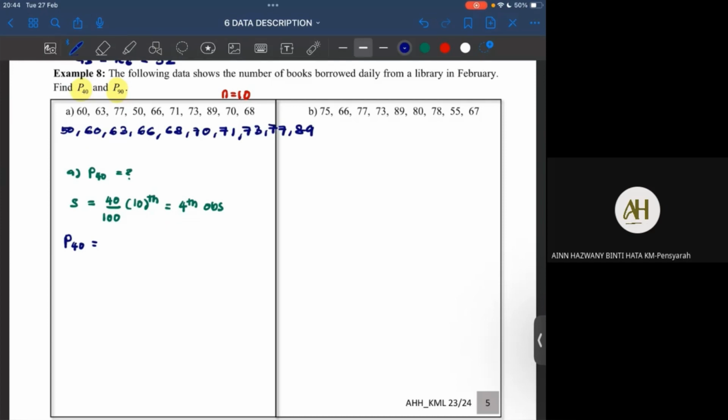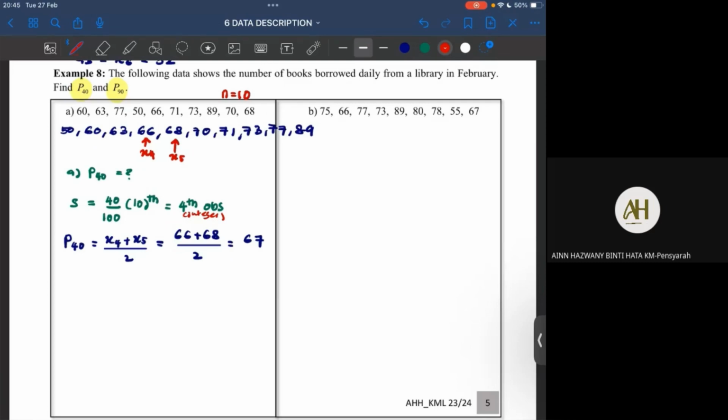Jawapan P40 bukan 4 tambah 5 bahagi 2. Okay. Kita kena tengok observation kita yang keempat. This is observation yang keempat, this is observation yang kelima. Kita kena tambah 2 data ni untuk dapatkan jawapan kita. Okay, observation yang keempat tambah observation yang kelima bahagi 2. So we have 66 plus 68 divided by 2. So we have 67. Okay, so kenapa kita tambah bahagi 2? Sebab ini ialah integer. Kalau non-integer, kita just round up, itulah jawapan dia.